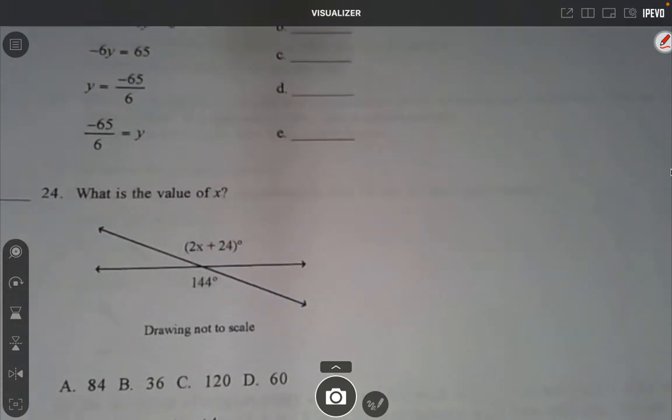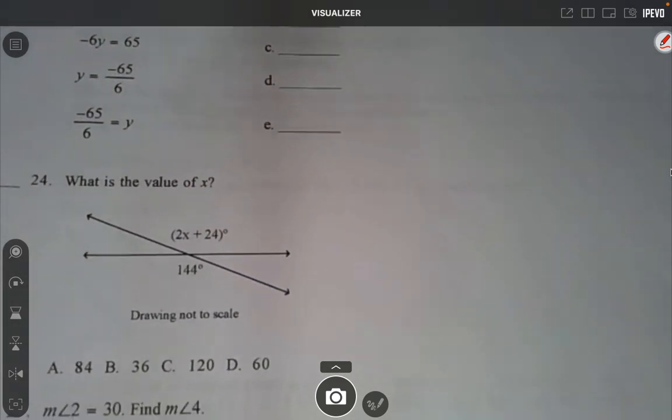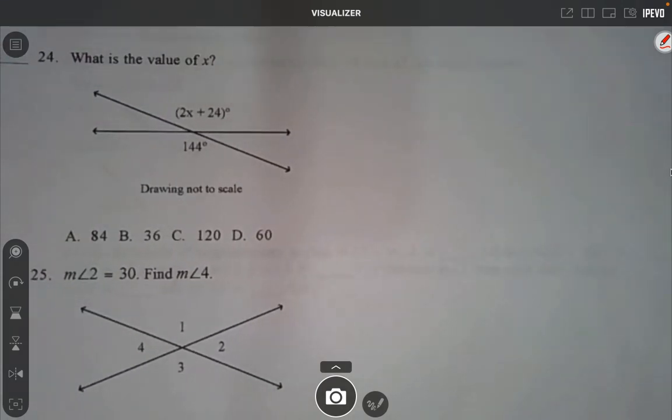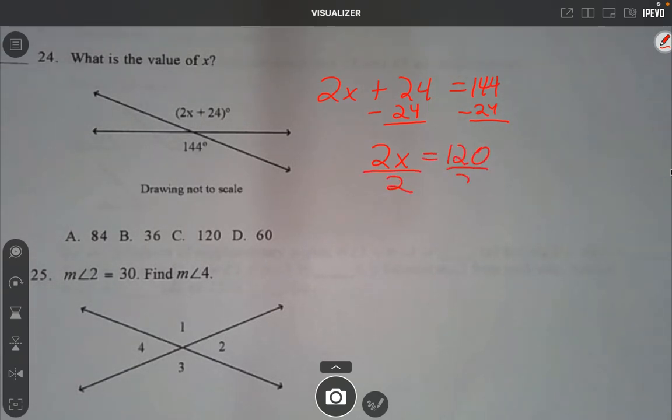Okay, can I keep going? Yes, ma'am. On this one, what do y'all remember about vertical angles? They're equal. So on this one, I would just say 2x plus 24 equals 144. How do I solve? Subtract 24. Then 2x equals 120. Divide by 2. 60. And x is 60.